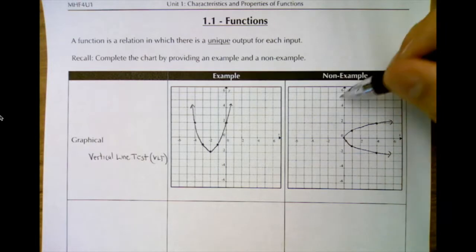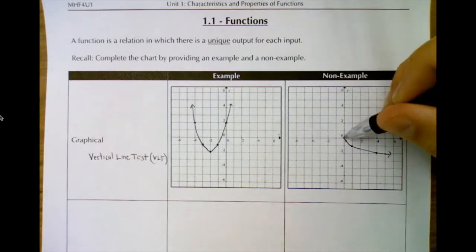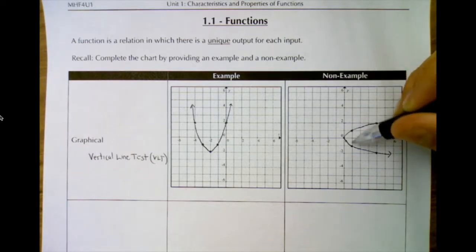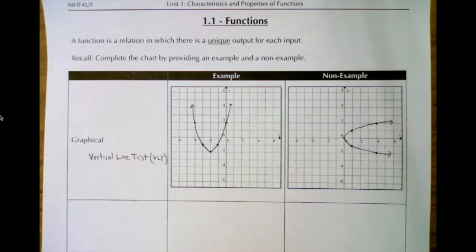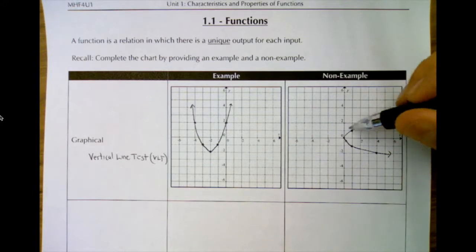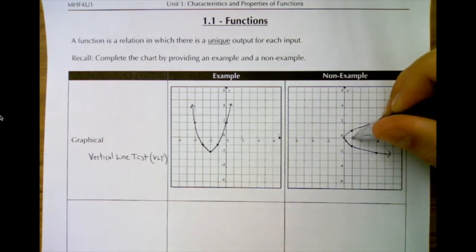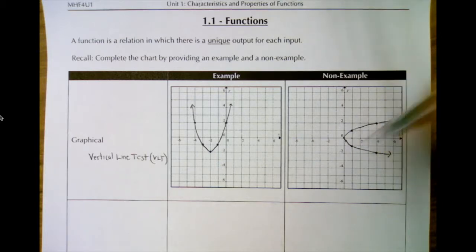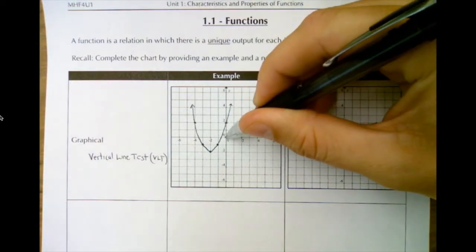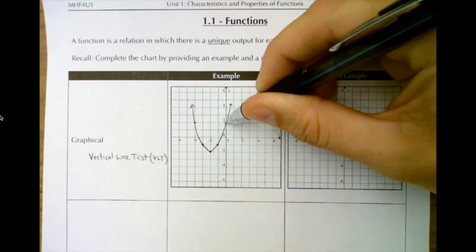Notice this graph does pass the vertical line test at the point 0, 0, but as soon as it fails once at any point on the graph, it is no longer a function and is therefore a relation. And it doesn't fit the definition of unique output for each input, because if we look here at 1 for x, we would have 2 different outputs, positive 1 and negative 1. Whereas if we look on this graph of our function at 0 for x, we have only 1 unique output, 2.